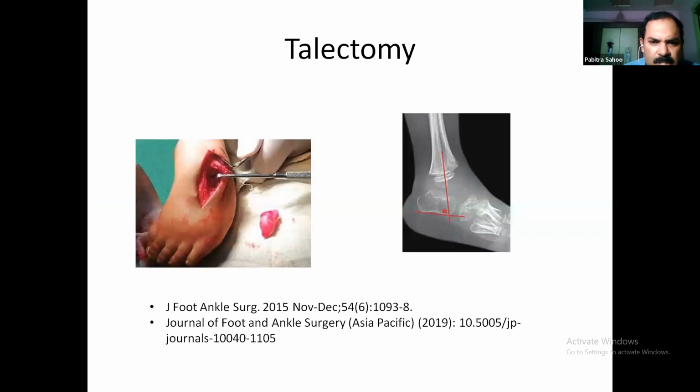Talectomy is a procedure where the talus is completely removed. This is the reserved procedure for the arthrogryposis conditions where the muscles are all fibrous, cord-like tendons, no fat. So it is difficult to correct the deformity. Talectomy is a procedure, however, it is now no more accepted because other distraction methods have come up.